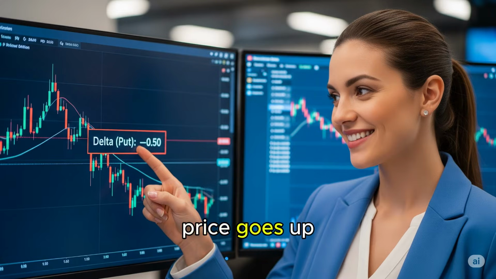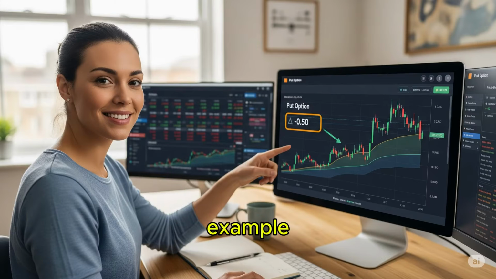As the stock price goes up, the value of a put option goes down. For example, a put with a delta of -0.5 means that if the stock price goes up by $1, the option's value is expected to decrease by 50 cents.